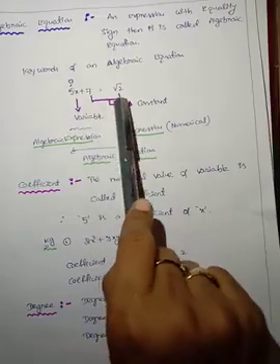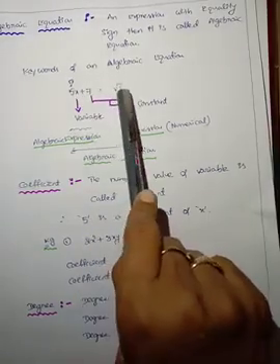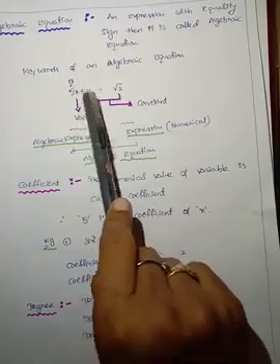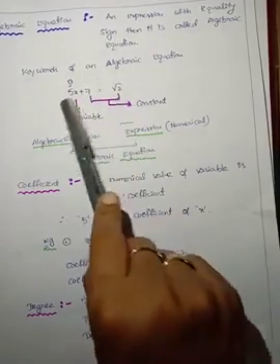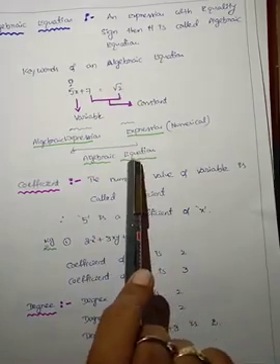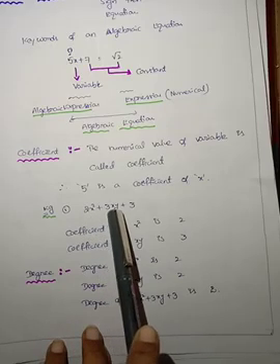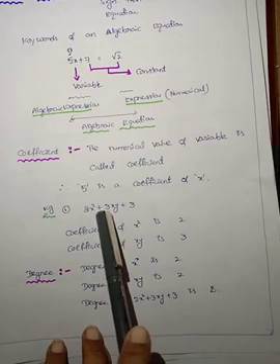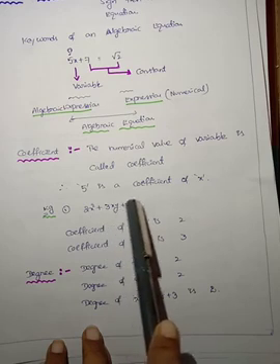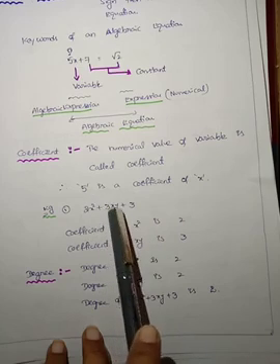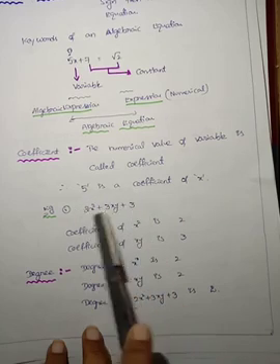This is the algebraic expression and this is the numerical expression. These two expressions with an equality sign make an algebraic equation. Now let's take another example: 2x square plus 3xy plus 3. In this expression, there are three terms: 2x square, 3xy, and 3.